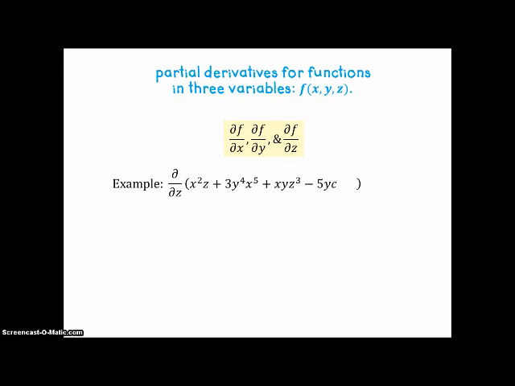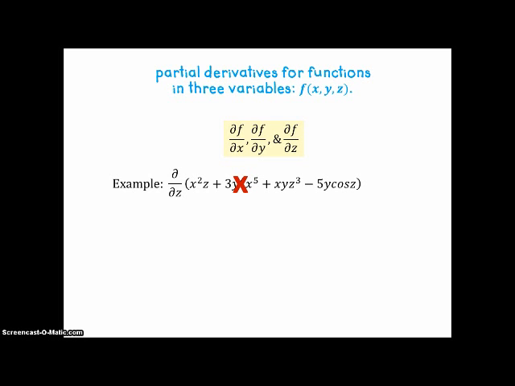Partial derivatives for functions in 3 variables. Well, this time we have 3 partial derivatives, one with respect to x, one with respect to y, one with respect to z. So if we want to use a letter instead of f, we usually use a w. For example, let's look at the partial derivative with respect to z of this function in 3 variables. Well, any term that doesn't have a z goes to 0. So that second term is going to go to 0.